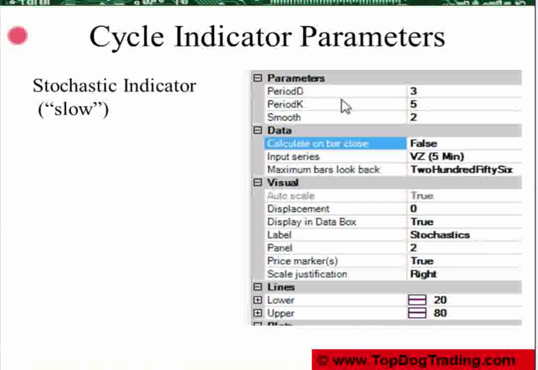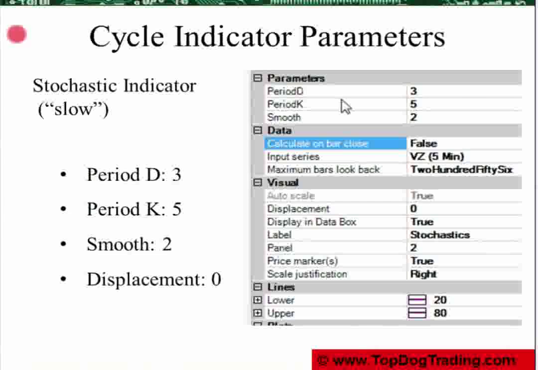So here's what we want to do. And you might want to write this down because this gets very, very specific. The indicator that I use for cycles, ironically, is the stochastic indicator. Now, I say ironically because the stochastic indicator is not a cycle indicator at all. It's not. There are indicators created to be cycle indicators. Stochastic is not one of them.